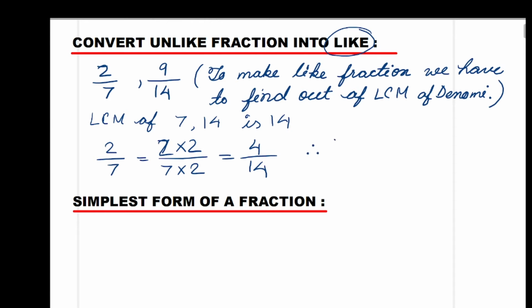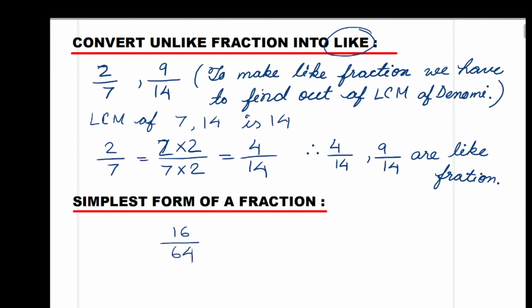Okay, so now we can write that hence 4 by 14, 9 by 14 are like fractions. Next, simplest form of a number. Suppose one number is 16 by 64. Simplest form means a fraction is said to be in simplest form if its numerator and denominator have no common factor other than 1.